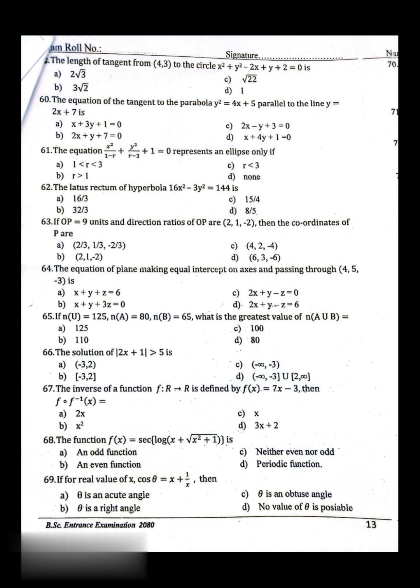59. The length of tangent from 4, 3 to the circle x square plus y square plus 2x plus y plus 2 equal to 0 is: A, 2 under root 3; B, 3 under root 2; C, root 22; D, 1.